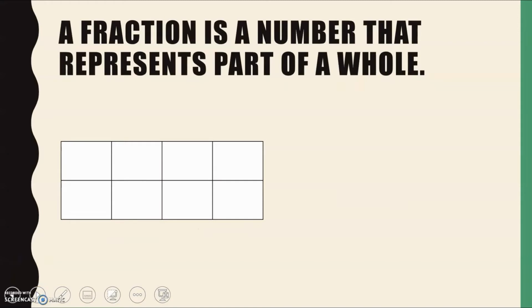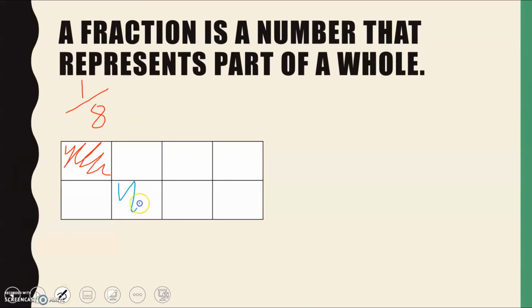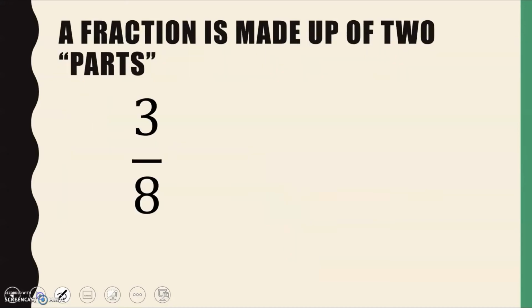So a fraction is a number that represents part of a whole. If we take this white rectangle as one whole, we can see that it has been split into 8 parts. If we were to shade in this one section here, we would say that that is worth 1 out of 8. If I were to shade in these 3 here, I would say that that is 3/8, 3 out of 8. So our fraction is made up of 2 parts. We can see here 3 on the top and 8 on the bottom.